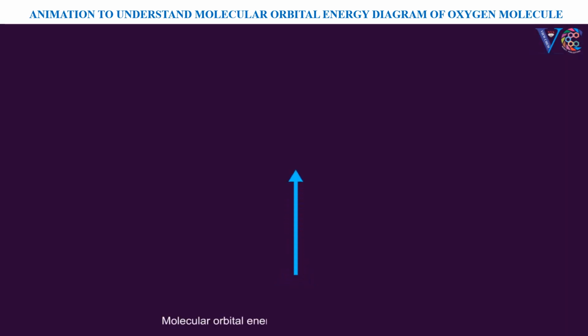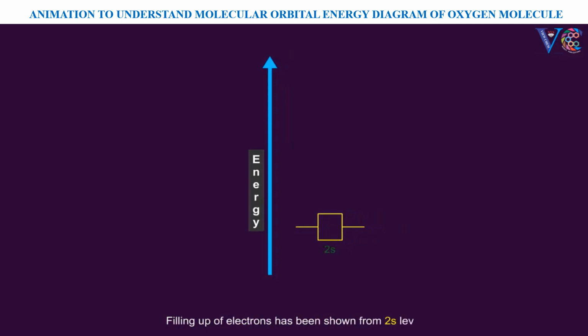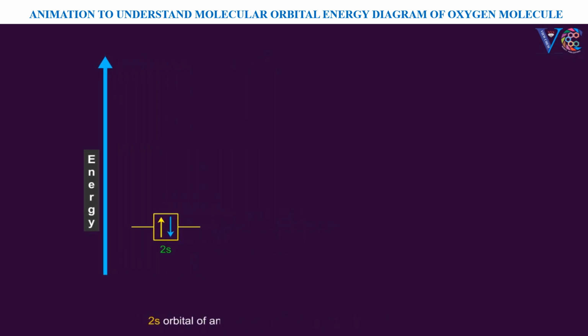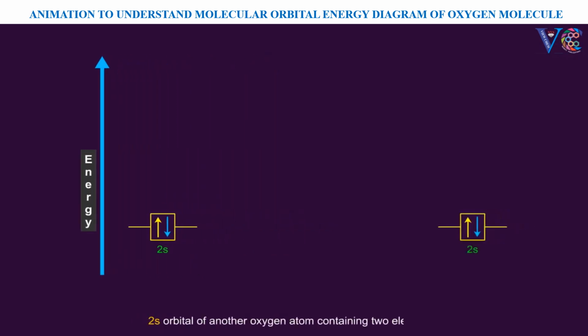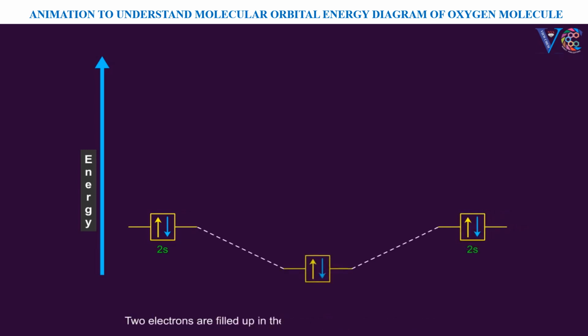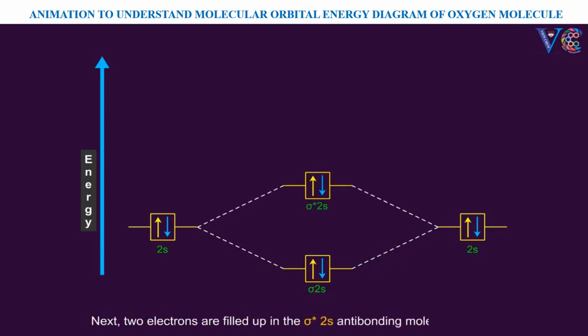Molecular orbital energy diagram of oxygen molecule. Filling up of electrons has been shown from 2s level. 2s orbital of an oxygen atom containing 2 electrons. 2s orbital of another oxygen atom containing 2 electrons. 2 electrons are filled up in the sigma 2s bonding molecular orbital. Next, 2 electrons are filled up in the sigma star 2s antibonding molecular orbital.